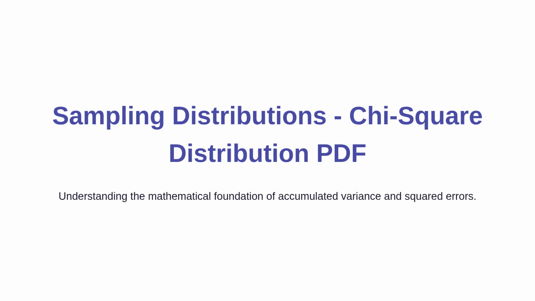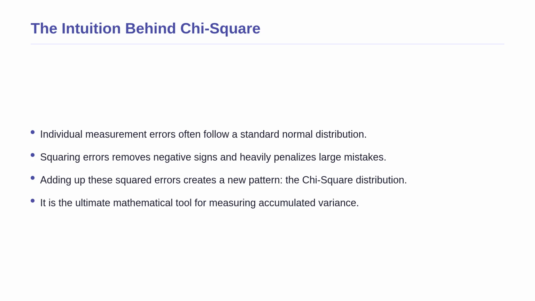Welcome to this lecture on sampling distributions, specifically focusing on the chi-square distribution probability density function. Imagine you are a quality control inspector and you need a mathematical way to measure accumulated errors. Today, we will build this powerful statistical tool from the ground up, understanding not just its formula, but exactly why it works. Let us begin by imagining a factory making metal rods.